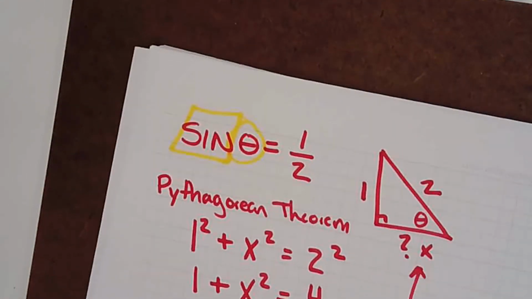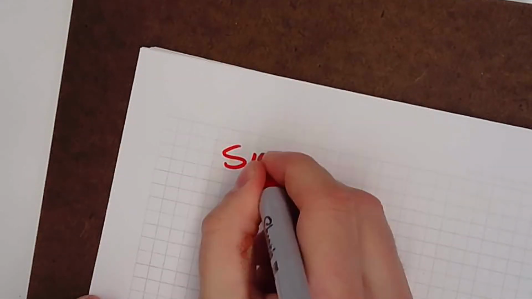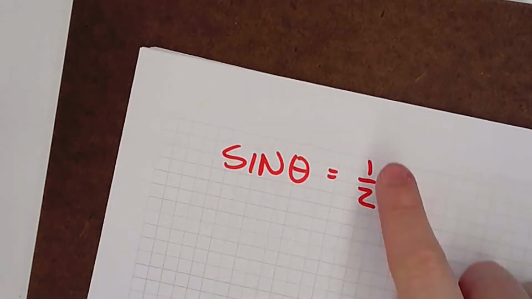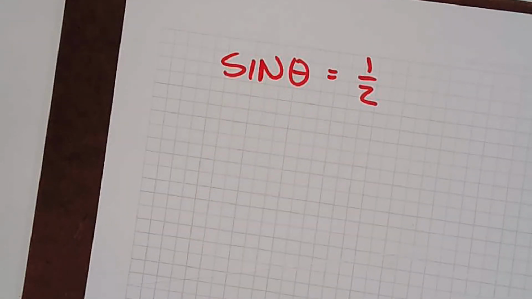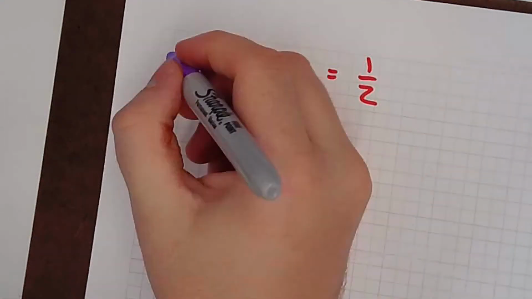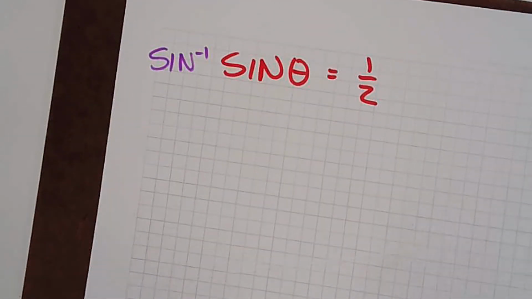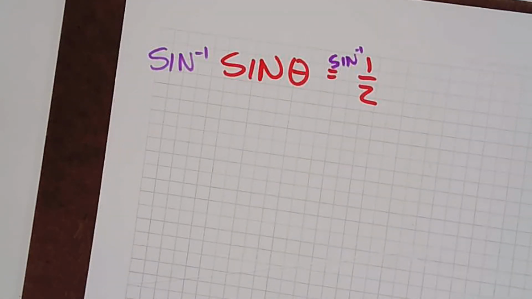So how do we get theta on its own? Well, let me give you an example. I've got sine of theta equals a half. I don't want to bother the half, because the half is already on the other side. I want to get rid of the sine. I want theta equals a number, so I want theta on its own. I need to do this: sine inverse of sine theta. And I do it to both sides, because if I do it to both sides, it's fine, right?